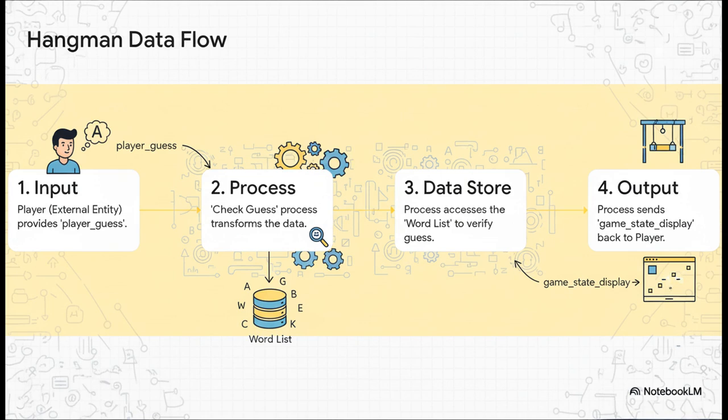And here's a perfect little walkthrough for our Hangman game. Step 1, the player, that's our external entity, gives us a player_guess. That data then flows to a check-guess process. That process, the circle, needs to check the guess against something, right? So it accesses the word list data store. Finally, the process creates a brand new piece of data, the game_state_display, and sends that back to the player. See? It's just the journey of the data.